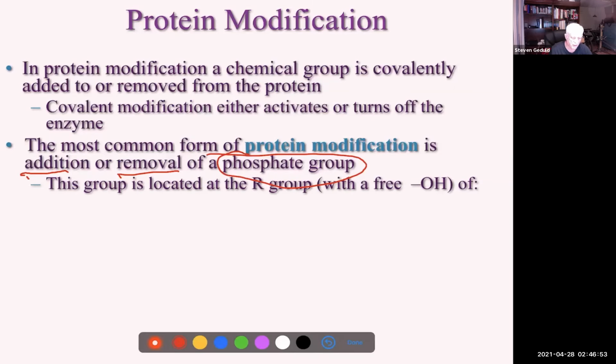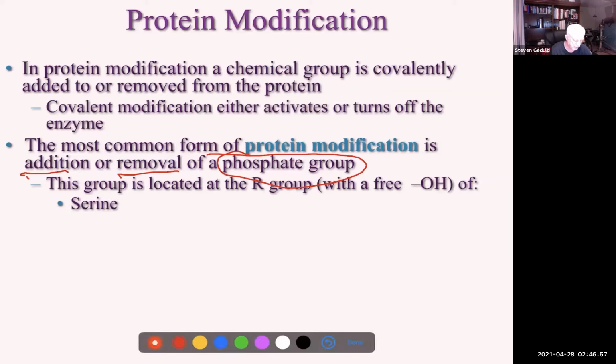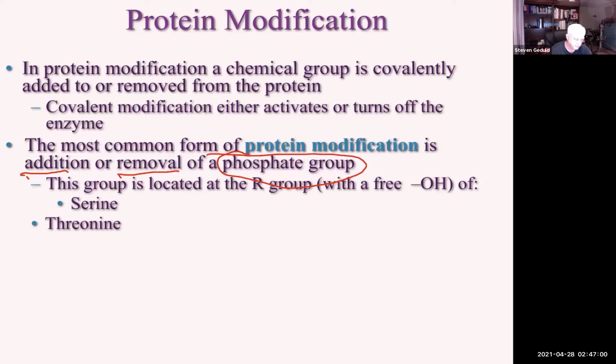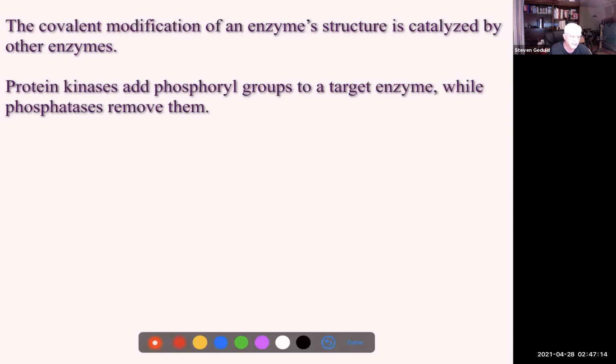This group is located at the R group with a free OH, like the amino acids serine, threonine, and tyrosine. Covalent modification of enzyme structure is catalyzed by other enzymes. Protein kinases add phosphate groups to a target enzyme, while phosphatases remove phosphate groups from target enzymes. So kinases add phosphate groups.